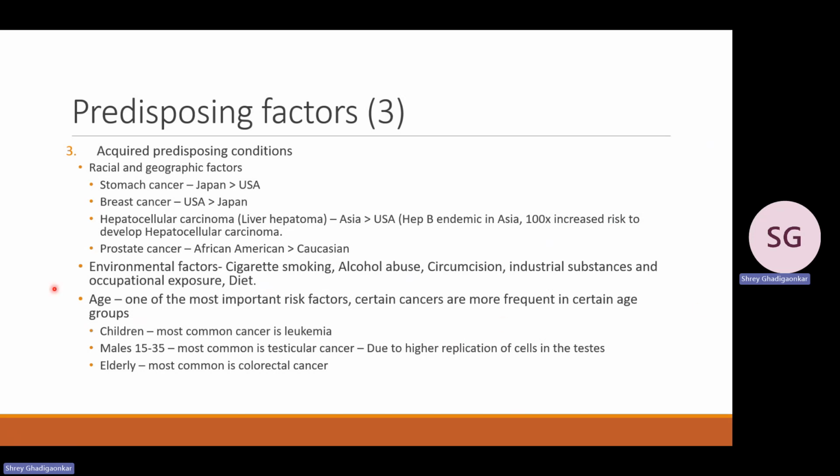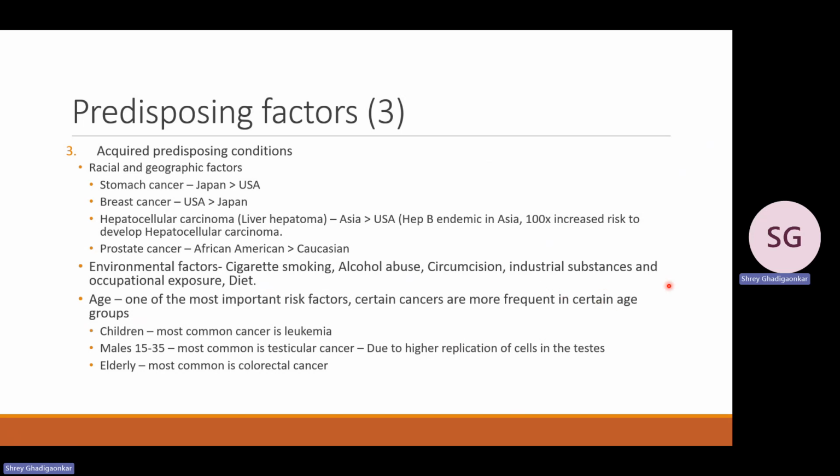Regarding the environmental factors, as we know, cigarette smoking is one of the most important causes of lung, oral cavity, pharynx, and laryngeal cancers. We also have alcohol abuse, which is, as you know, chronic alcohol abuse associated with liver cancer. And alcohol and tobacco together increase the risk of cancer even more. Circumcision is actually a protective factor. Circumcised males, especially Jews and Muslims, have a lower incidence of penile cancer, and their sexual partners have a lower risk of cervical cancer as well.